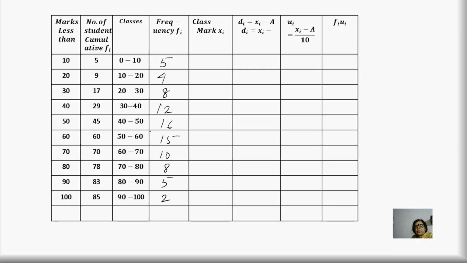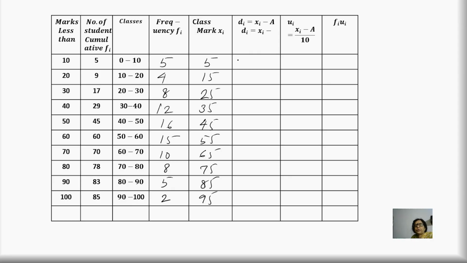Then this is of course 15 and this is 12. Now let us write down the class marks. Class mark is lower limit plus upper limit by 2. So this is 5. This is 30 by 2, that is 15. So the difference is 10. So you can write down the others: 25, 35, 45, 55, 65, 75, 85 and 95.